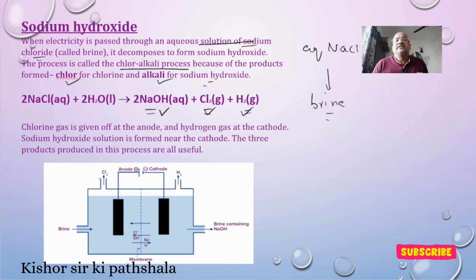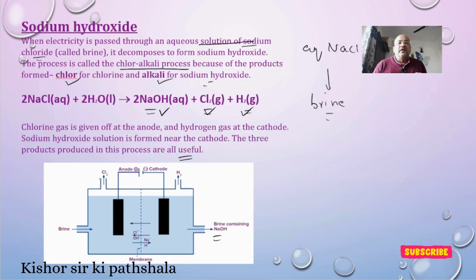Chlorine gas is given out at the anode, and hydrogen gas is given out at the cathode. The sodium hydroxide solution is formed near the cathode. So the three products produced in this process are very useful. This is how this electrolysis takes place.